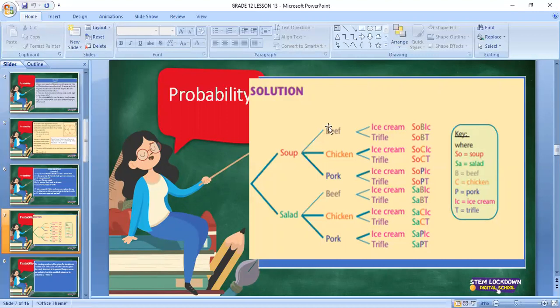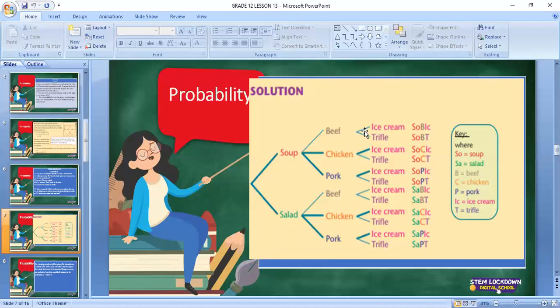Okay, right. So now I'm talking about the dessert. Having beef as the main menu, they can have ice cream or truffle. Having chicken as the main menu, they can have ice cream or truffle. So we're going to extend the tree. The tree keeps opening up. This is the main stem, these are the branches, and these are the leaves. So it keeps extending like that.